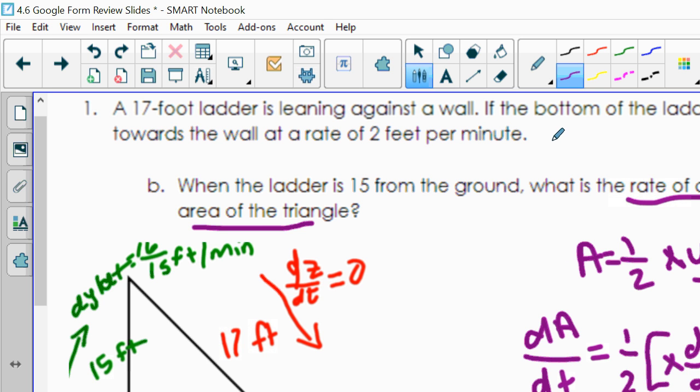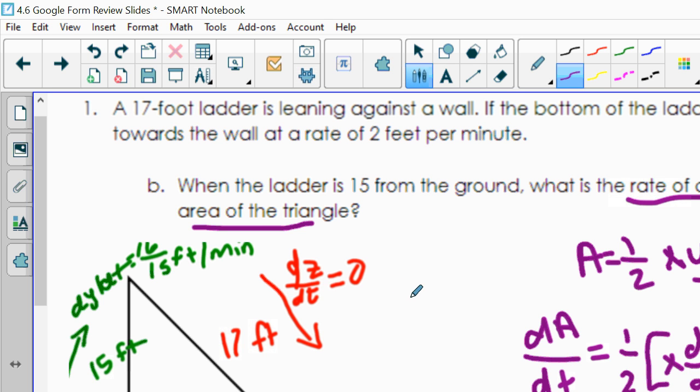Now remember, if you need to write out u as x and u prime is dx/dt, there's nothing wrong with that. Please write it out just like this if you need to. And then plug in your pieces. Remember, product rule is u times v prime plus v times u prime. So that's all I did there when I was plugging it in with my product rule.